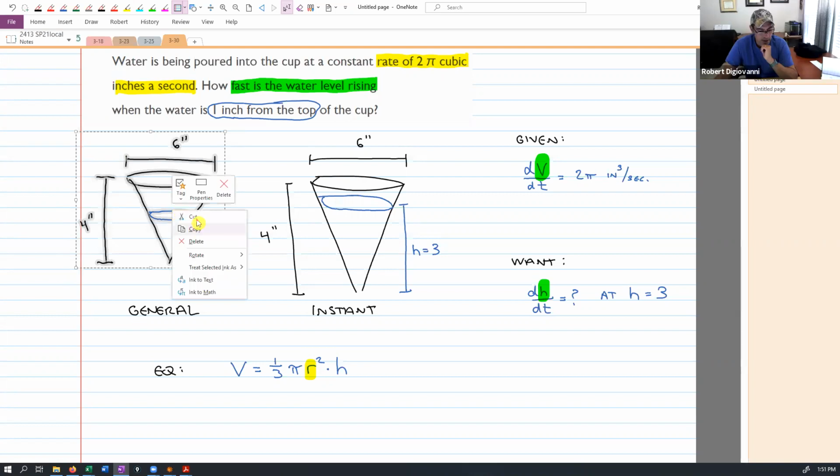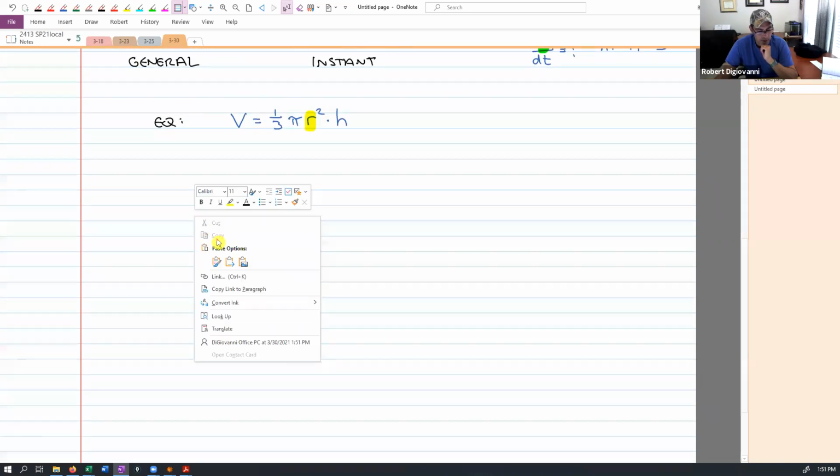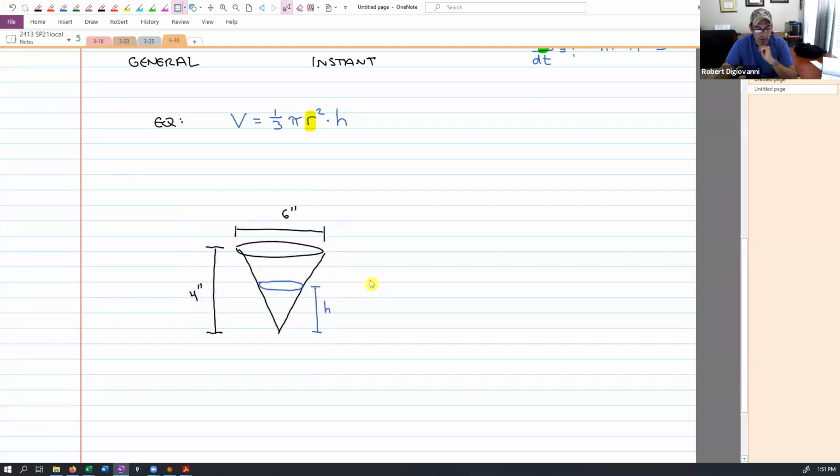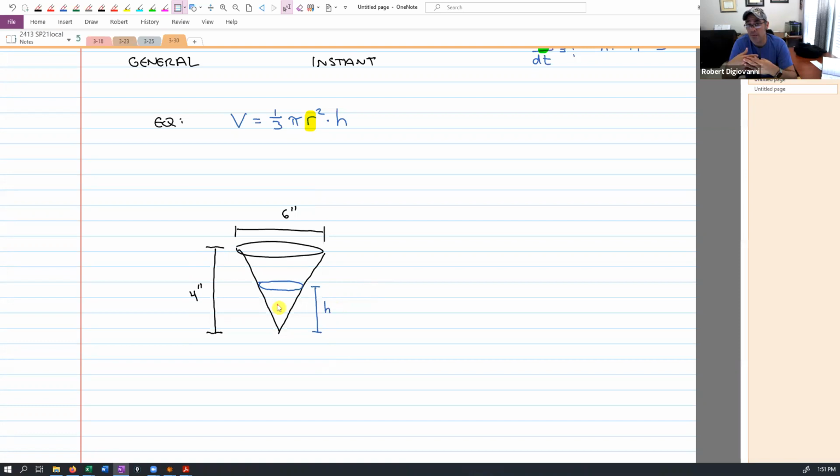I think you said that better than I would have, which is you have to look at the general picture. There's something about this big cone and the small cone of water that there's always this proportion that's maintained the whole time.